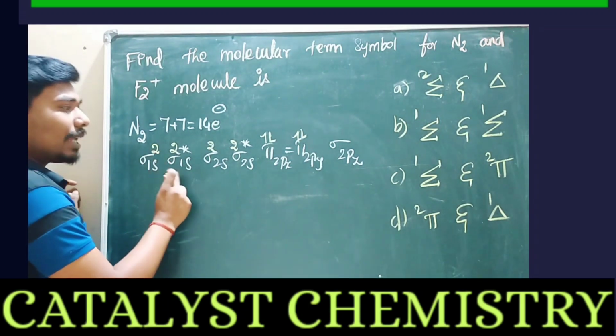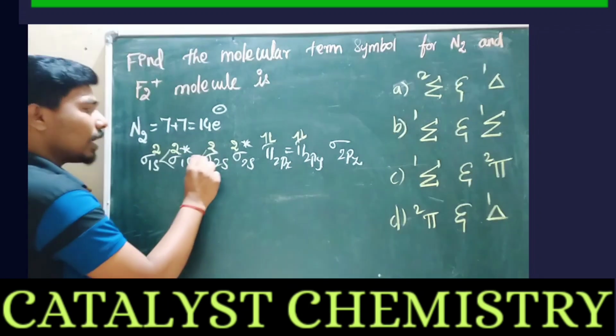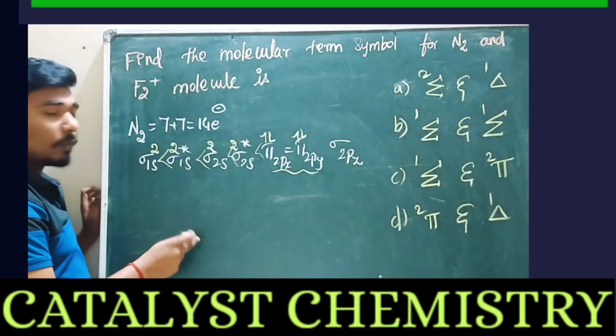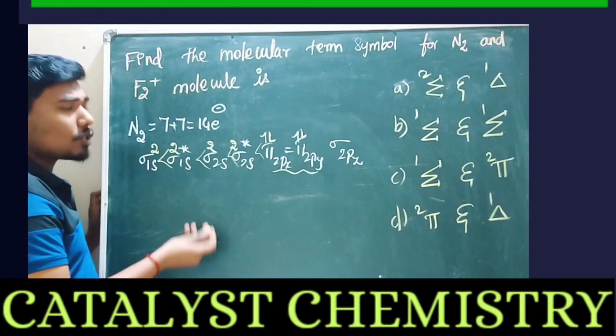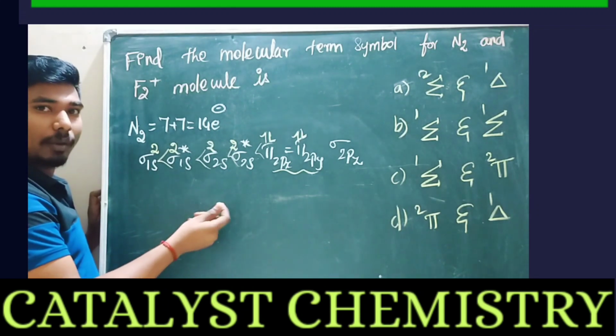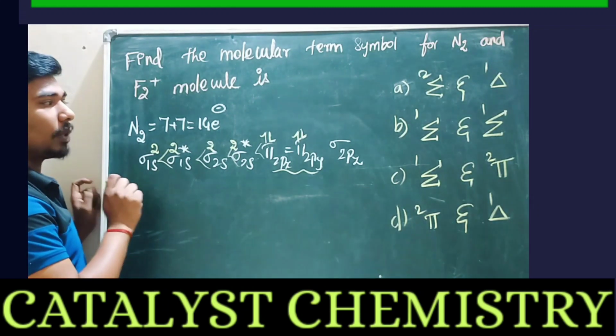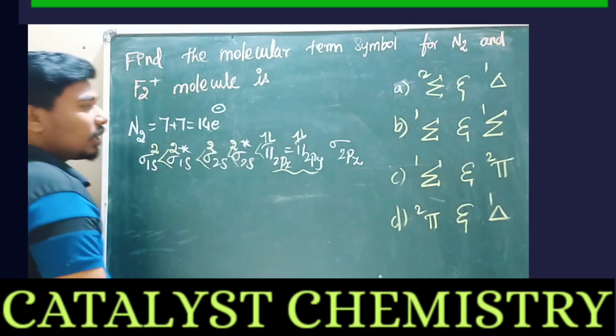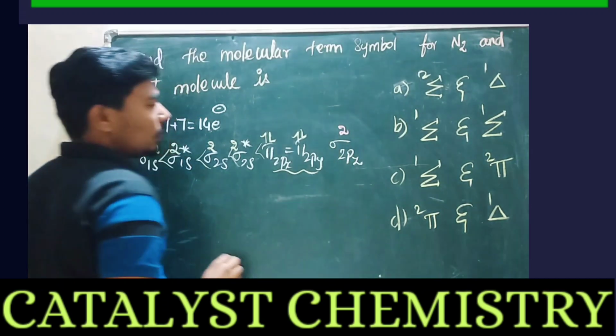All of these are in increasing energy orbitals, they are at different energy levels, but these two are at the same energy level. I have discussed this in detail, so the class videos will be in the description, please check them. Okay, so 2, 4, 6, 8, 10 and 12. So 14 electrons in total, so I'm going to add 2 more electrons.